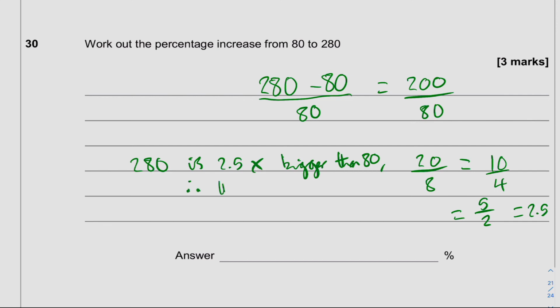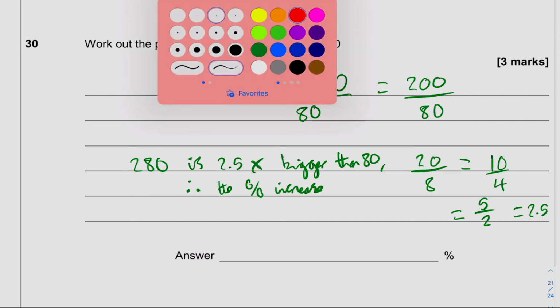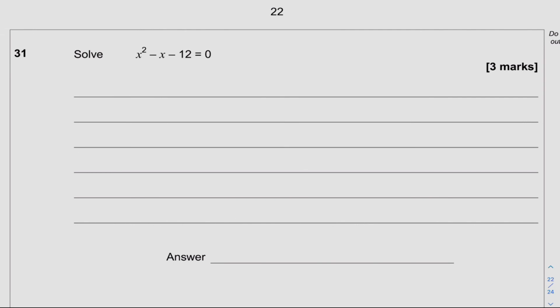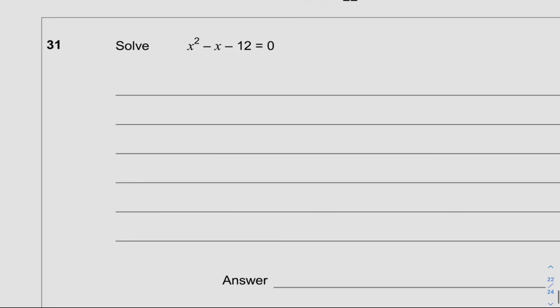Therefore the percentage increase is just going to be 2.5 times 100. So the amount of times bigger, which is 2.5, we multiply this by 100, which gives us 250%. So the answer is 250%.